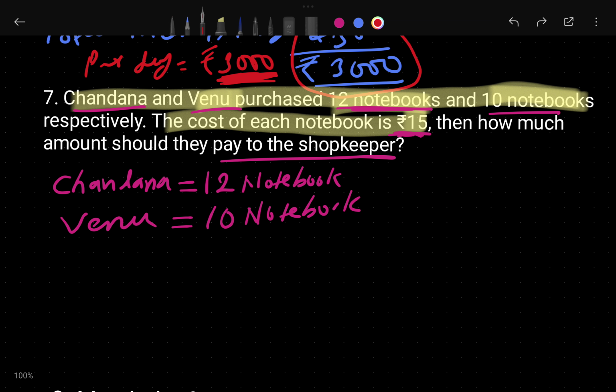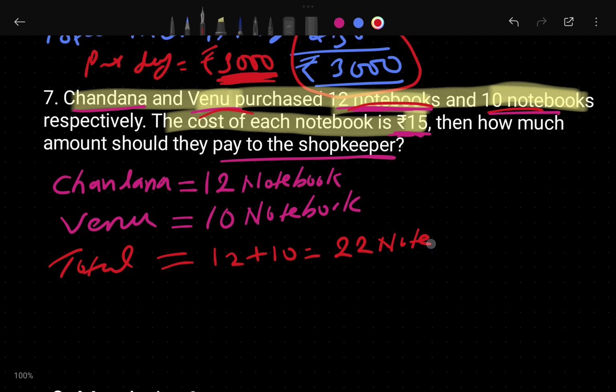Let's suppose you and your friend are there. You bought 5 and your friend bought 10. So how many total notebooks did you buy? 15, right? Like that. Chandana bought 12 and Venu bought 10. So how many total did they buy? They bought 12 plus 10. That's going to be 22 notebooks. They bought 22 notebooks together.